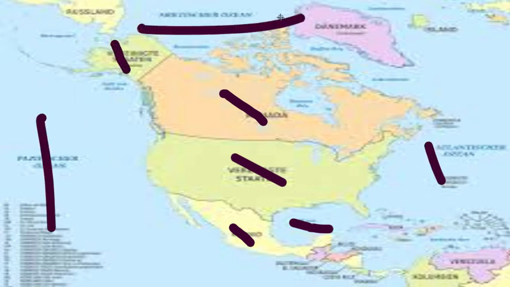So here's a map of the whole United States. For example, that's the US over here, that's Mexico, that's Canada, that's the Gulf of Mexico, the Pacific Ocean, Alaska, and that's the Arctic Circle up there.